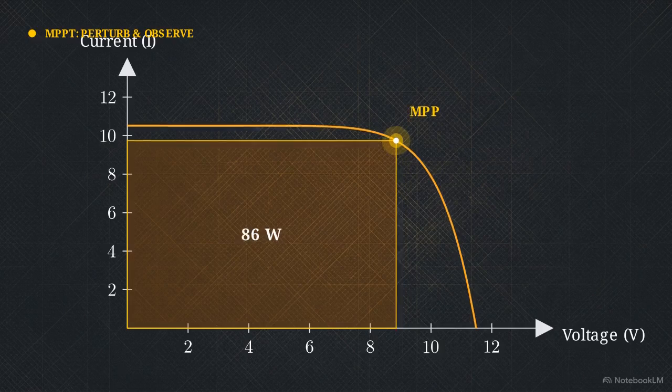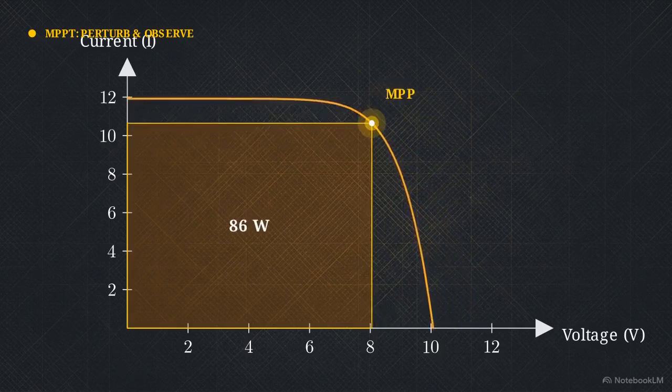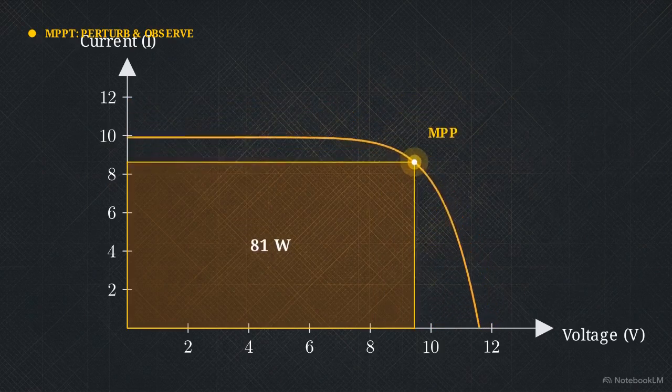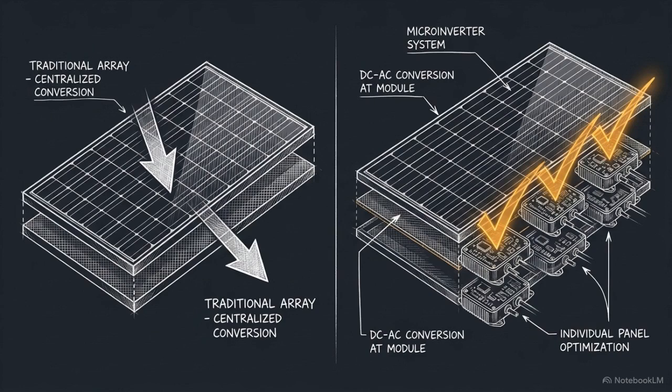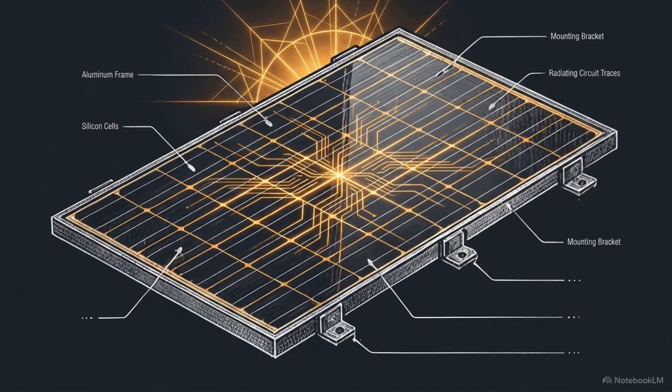By rapidly testing tiny voltage adjustments, it uses a perturb and observe method to locate and pin itself to the absolute apex of power extraction, second by second. Field data confirms that when every panel runs its own independent tracking algorithm, total system energy yields increase by 5 to 25% over centralized string setups. Solar panels transition from passive energy collectors into highly active, intelligent optimization engines.